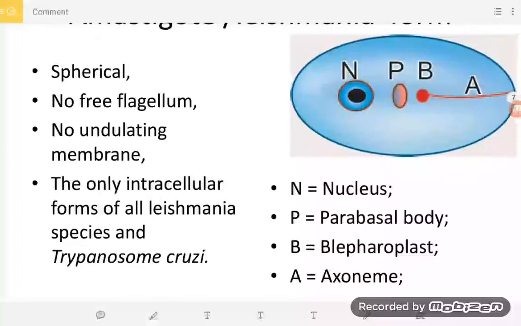When we consider the morphological form, it is oval in shape and the cytoplasm is blue in color, with a nucleus at the center. The nucleus is purple or dark red in color, and the parabasal body, blepharoplast, and axoneme are all red in color.